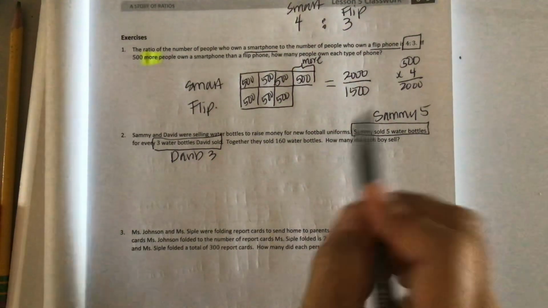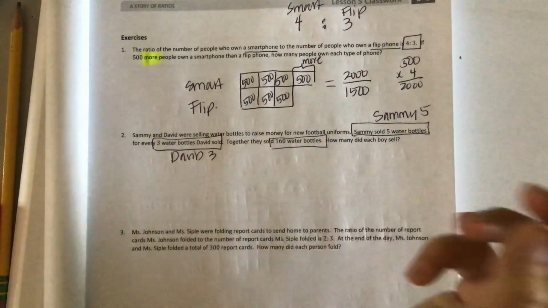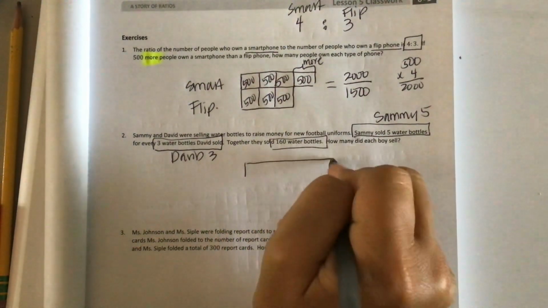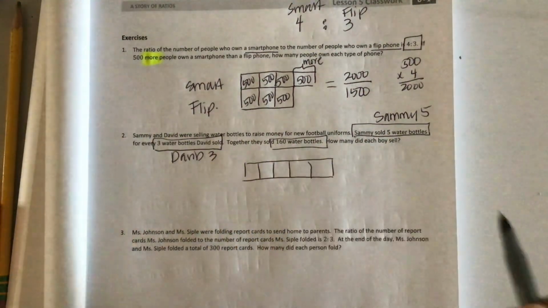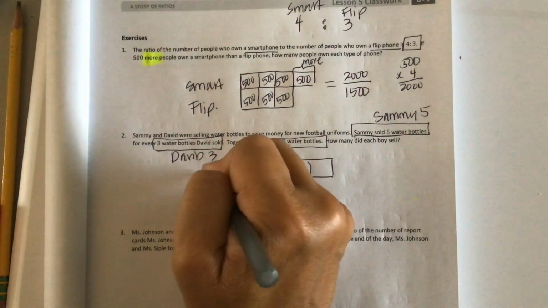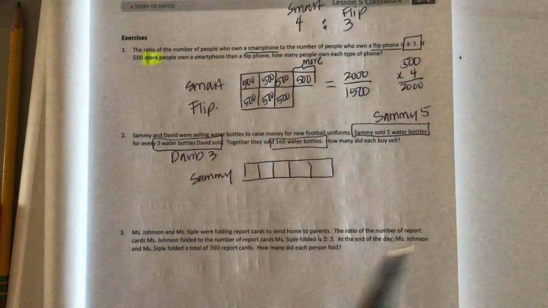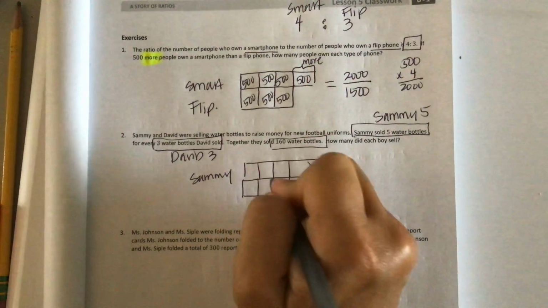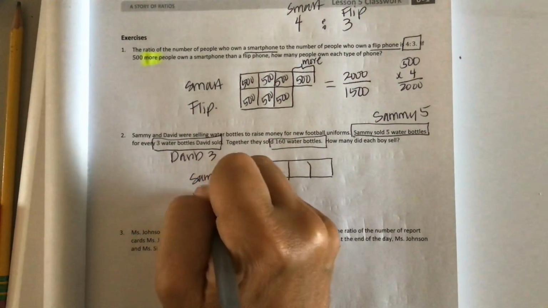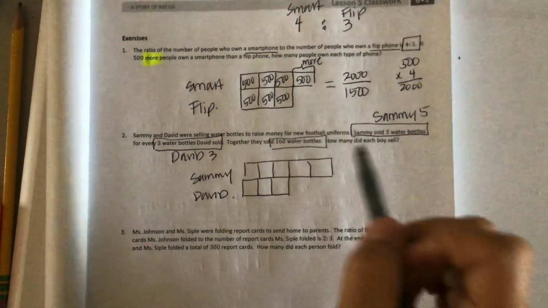So let's go tape diagram again. We got a total in this one. All right, we got Sammy has 5. 1, 2, 3, 4, 5. And we're going to label Sammy because we are not lazy. And we have David, who is 3. 1, 2, 3. David.